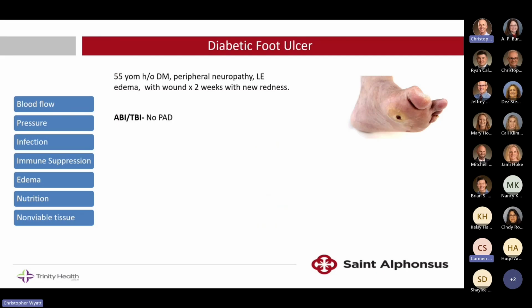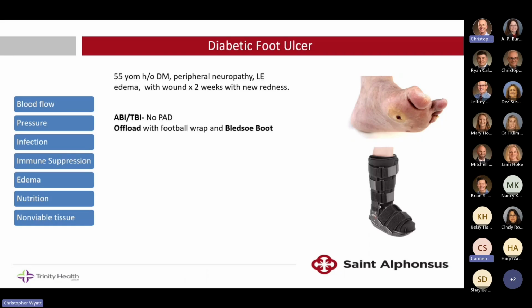We checked studies that were normal, so no concerns about peripheral arterial disease, although diabetics can still have some microvascular disease that can inhibit healing, but no major intervention. We want to offload this area. This is a pressure injury again. It's a diabetic foot ulcer, so we would put him into a Bledsoe boot that takes the pressure off that foot. We would probably treat him empirically with some Augmentin.